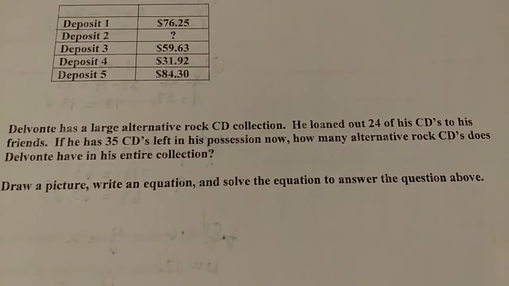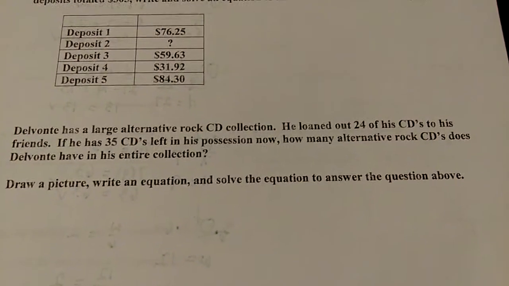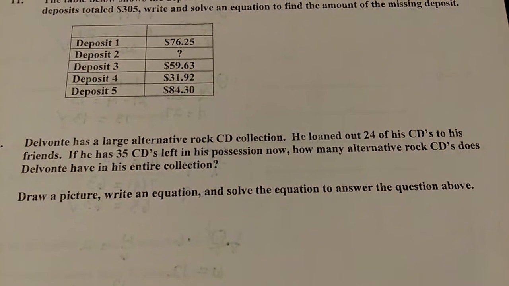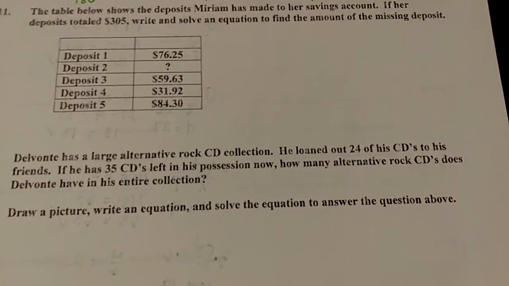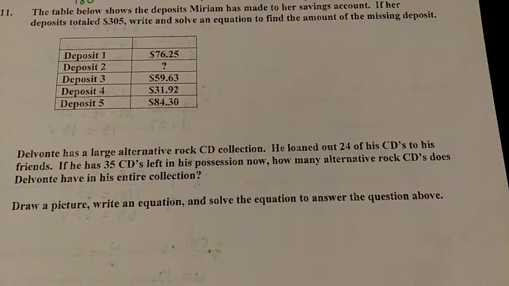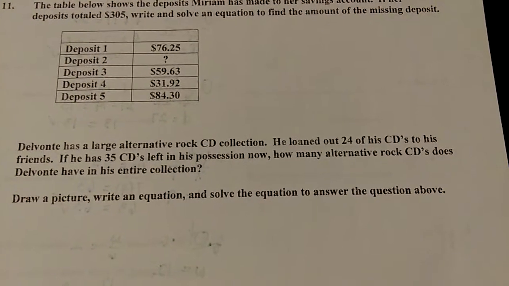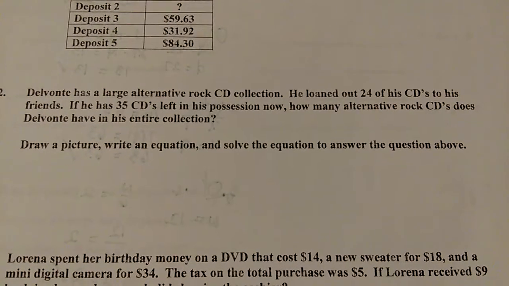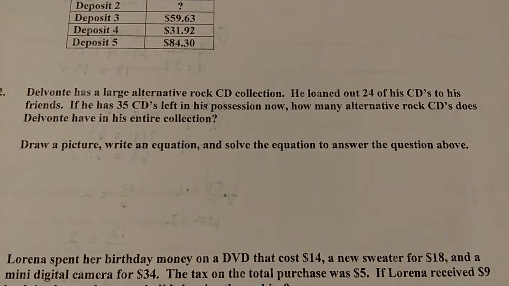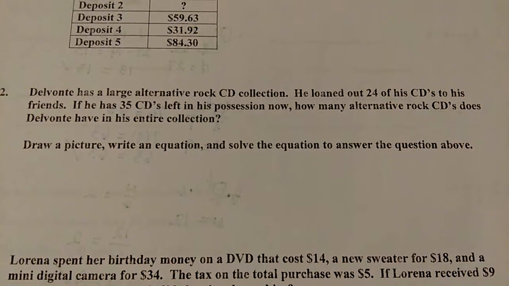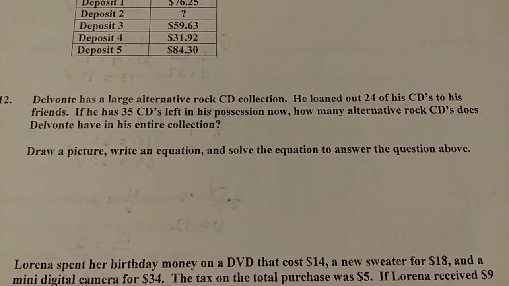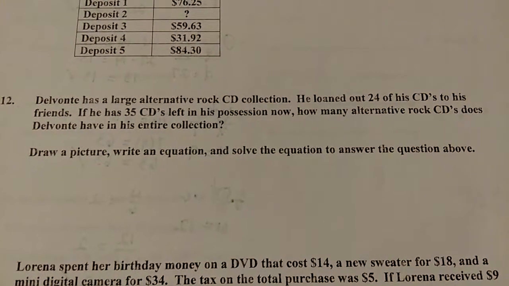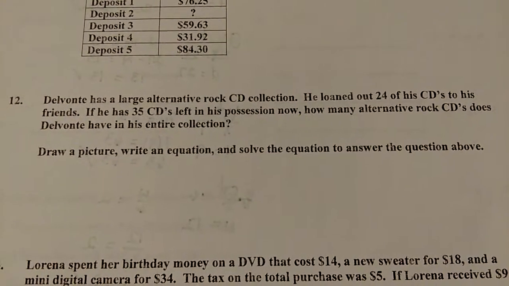Devontae has a large alternative rock CD collection. He loaned out 24 of his CDs to his friends. If he has 35 CDs left in his possession now, how many alternative rock CDs does Devontae have in his entire collection? All right. So you know that what he has left is our equal. So that's 35. Okay. So whatever he had originally is our X. And it says he loaned out.